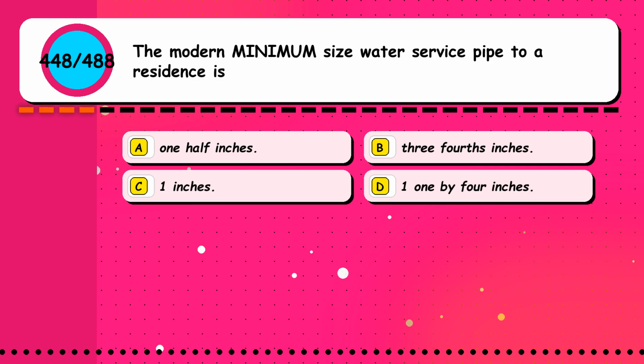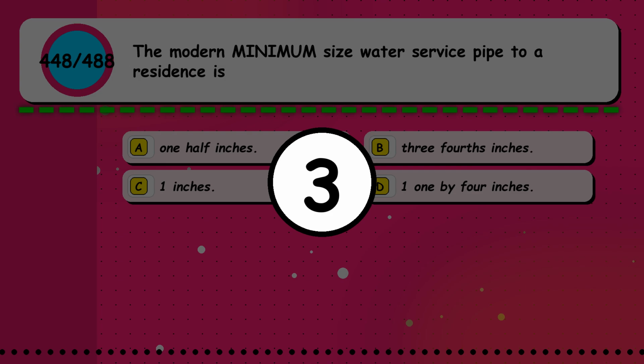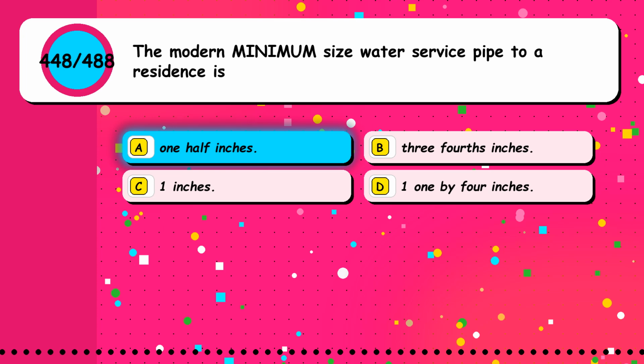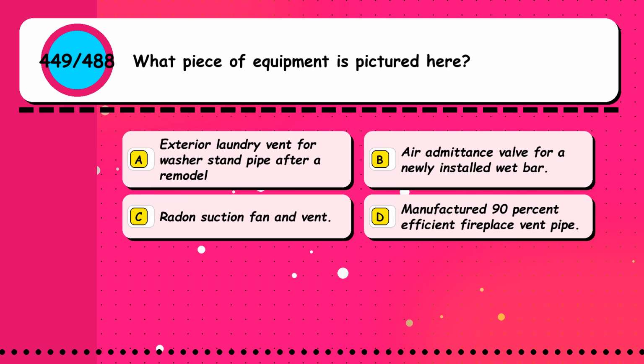Question 448. The modern minimum size water service pipe to a residence is: option A, 1/2 inch. Option B, 3/4 inch. Option C, 1 inch. Option D, 1/4 inch. The correct answer is option B, 3/4 inch.